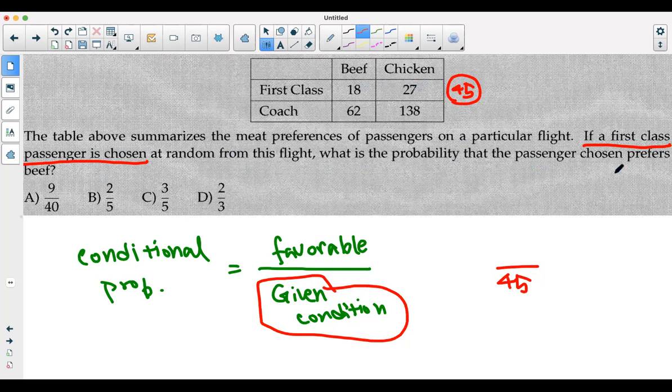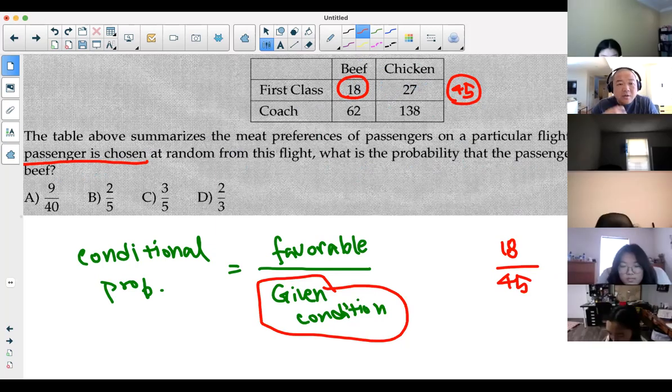What is the probability of the passenger's chosen preference? It's beef. Oh, 18. So we're looking at 18 out of 45. That's how we have to approach it. Is that clear, guys? Once again, what I'm about to tell you is not the case for all probability questions, but only for SAT. When they look for probability, my first thought is, hey, what is the given condition? That's the first thing you want to ask yourself. In this case, surely, the first class was the given condition.